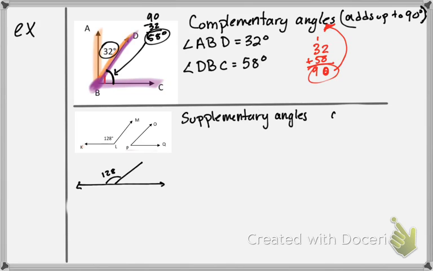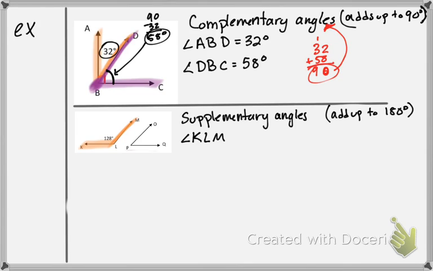Okay, right? And they add up to 180 degrees. Okay, so if I write down the two angles, angle KLM, it tells us that it's 128 degrees. Right, this entire thing right here. Right. Let's see what the other one is.